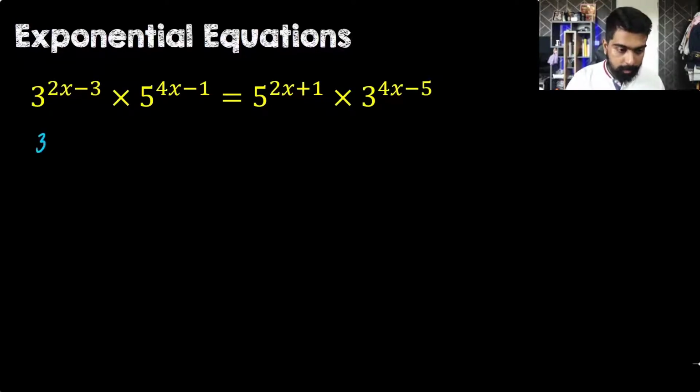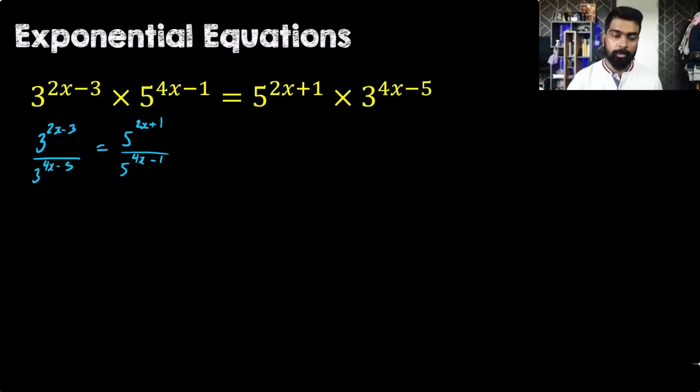I'll have 3 to the power of 2x minus 3 over 3 to the power of 4x minus 5 is equal to 5 to the power of 2x plus 1 over 5 to the power of 4x minus 1, right guys? That's step number one.